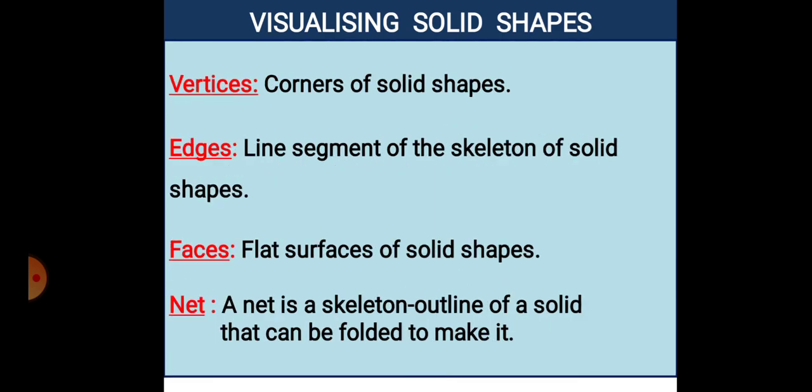Here we discuss the terms vertices, edges, faces and net. Vertices. Corners of solid shapes are called the vertices of the solid shapes. Edges. The line segments of the skeleton of solid shapes are called the edges of the solid shapes. Faces. Flat surfaces of solid shapes are called their faces. Net. A net is a skeleton outline of a solid that can be folded to make it.